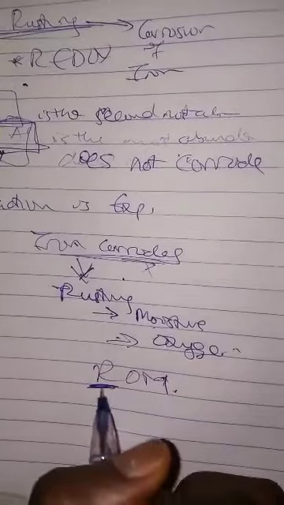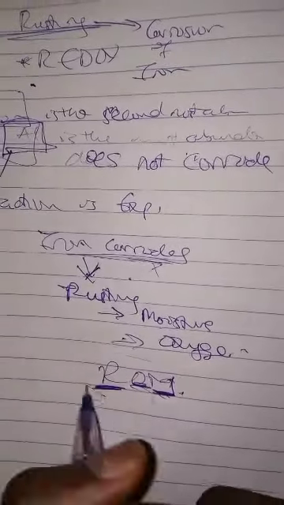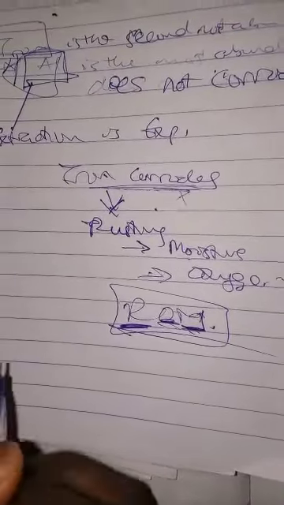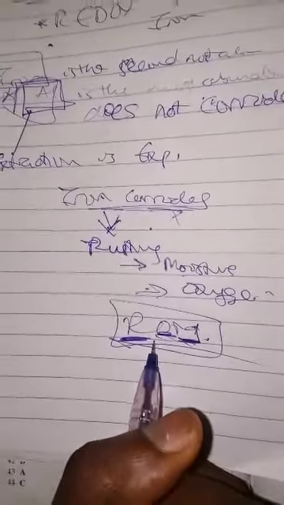Yes, R is rusting, O is oxygen, M is moisture. Please take note of that. That's just about rusting. That's all about rusting. So what else do we have?